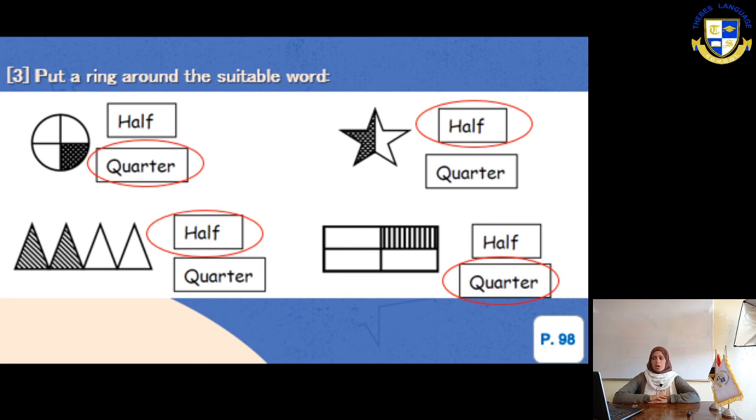Look at the star, half of it is colored and the other half is not colored. Is this a half or quarter? That's right, this is a half. Look at the rectangle. Just one part is colored and the 3 parts are not colored. This is a quarter.